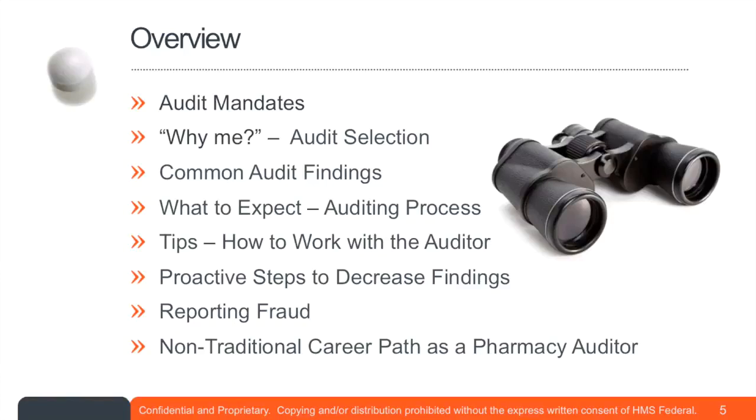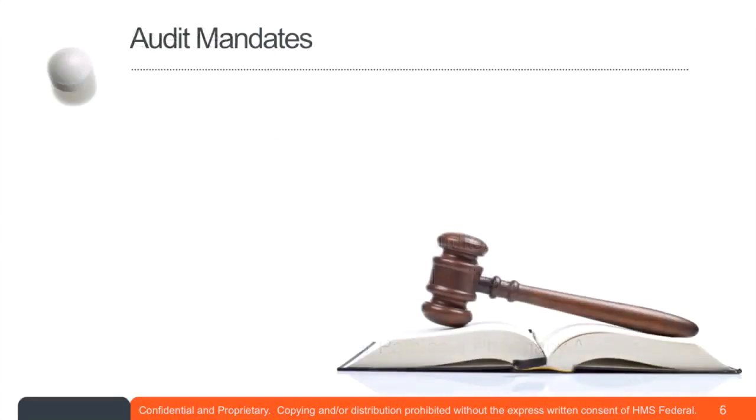To begin with, looking at audit mandates. When we talk about pharmacy audit, we really need to look at the mandates that authorize the payers to perform pharmacy audit. The payers are third-party payers, the insurance companies, which would be the private insurance companies like Blue Cross Blue Shield, and the public or entitlement programs, such as Medicare and Medicaid. So that's what we're talking about with the mandates.